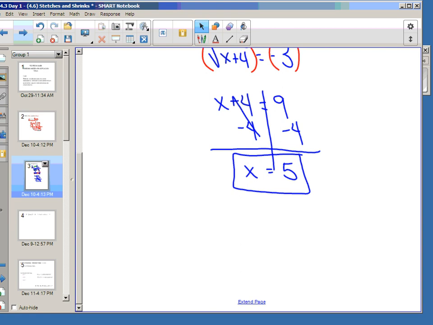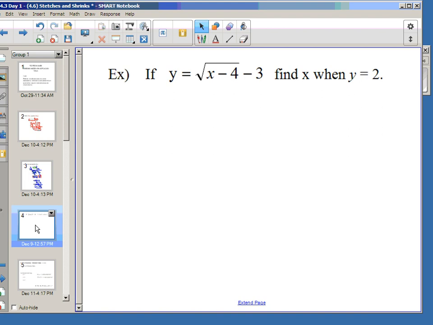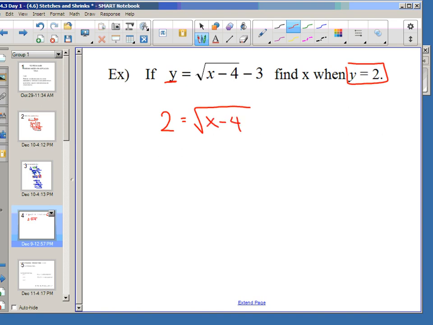So I'd like you to go to the next example. If y equals square root x minus 4 minus 3, find x when y equals 2. So I'd like you to pause the video and go ahead and try this one on your own. All right, you should have completed this one. We're going to take this y equals 2 and plug it in for y over here. So we have 2 equals square root of x minus 4 minus 3.